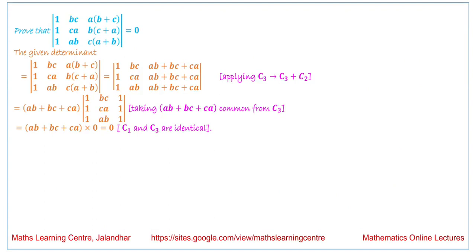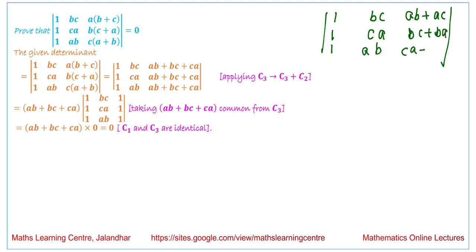Next we have this determinant. We have to prove that this is equal to 0. So again, looking at these terms over here, it is 1, bc, ab plus ac. Next it is 1, ca, bc plus ba. Next it is 1, ab, ca plus cb.